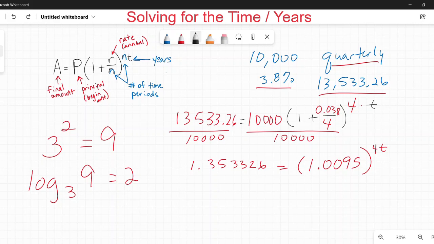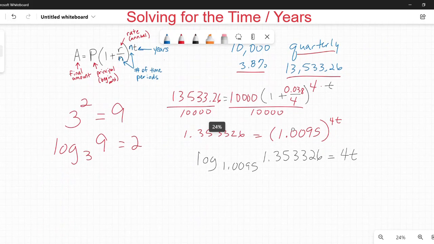So 1.0095 to the power of 4t equals 1.35, etc. To rewrite that as a log, it would be log base 1.0095 of 1.353326 equals 4t. If you need extra help on logs, if you'd like review on that, there are links in the description below with log-specific videos.